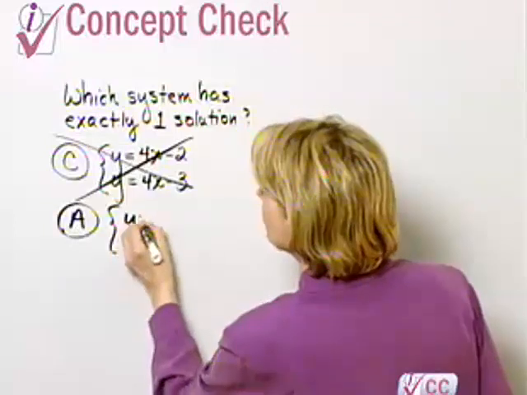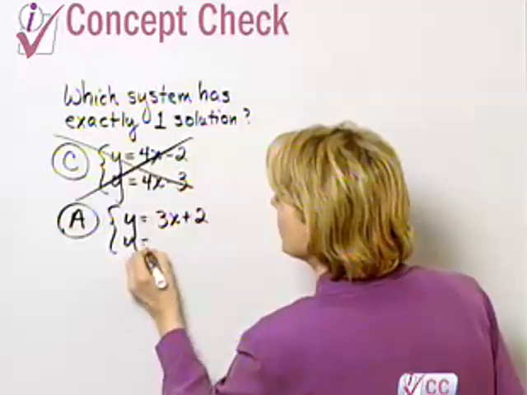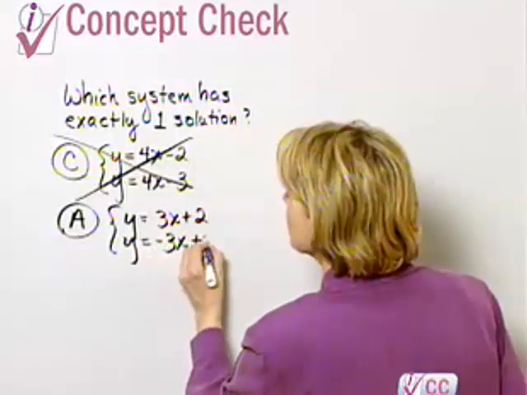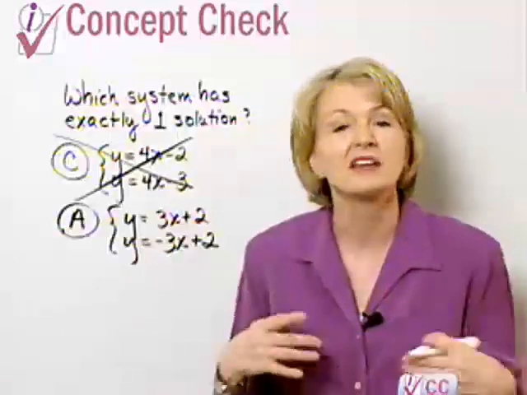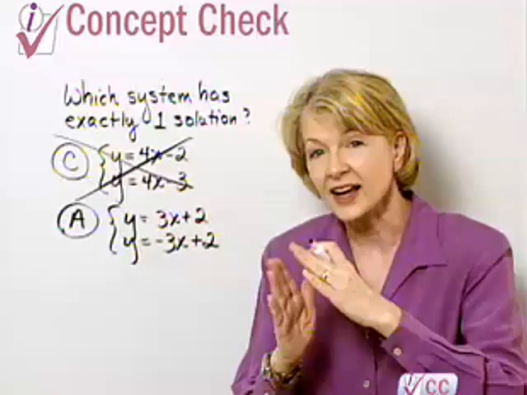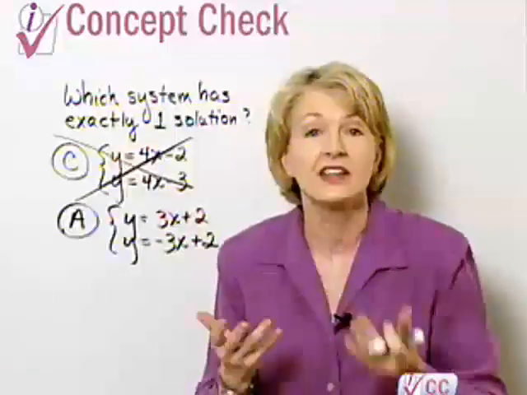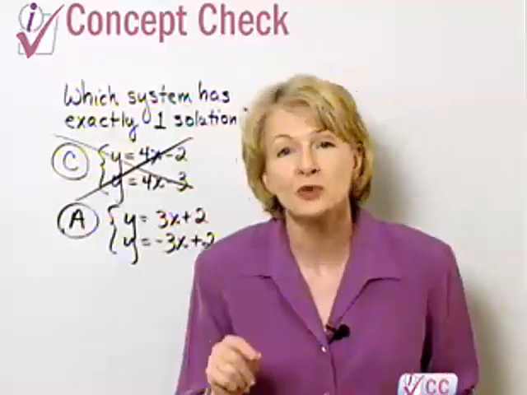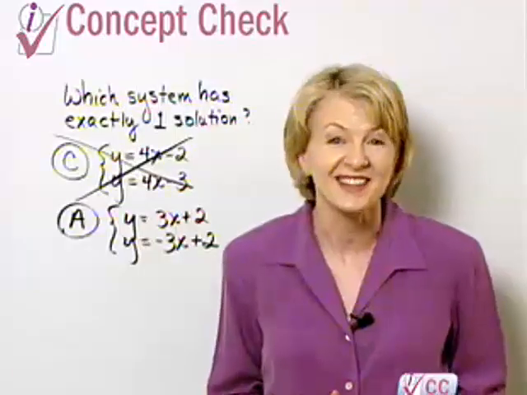It consists of y is equal to 3x plus 2 and y equals negative 3x plus 2. Notice these slopes are different. Because the slopes are different, the two lines tilt differently and they will eventually intersect. They'll intersect in one point, which will be the one solution to the system. Choice A is the correct choice.